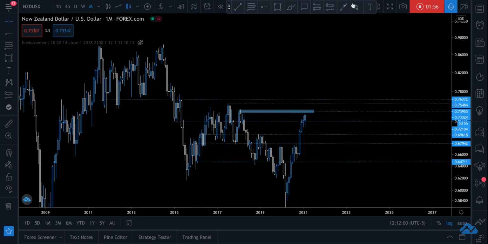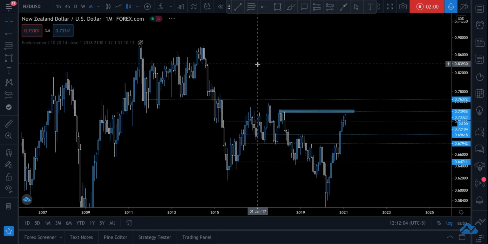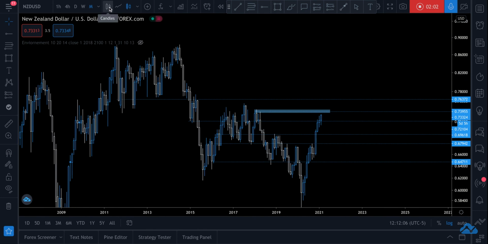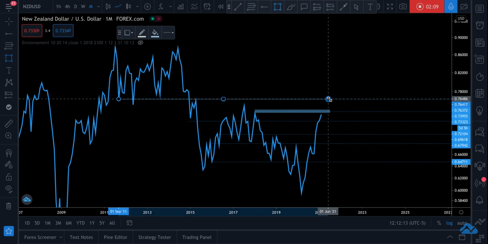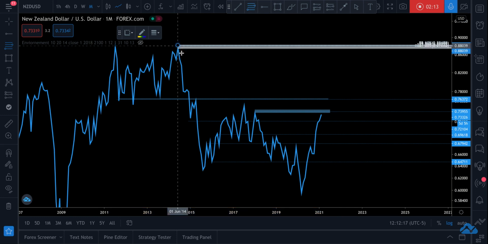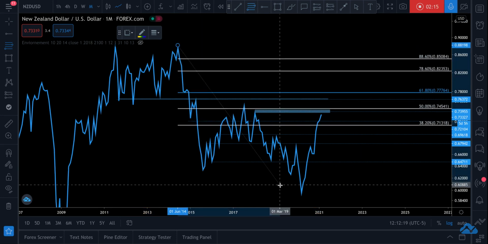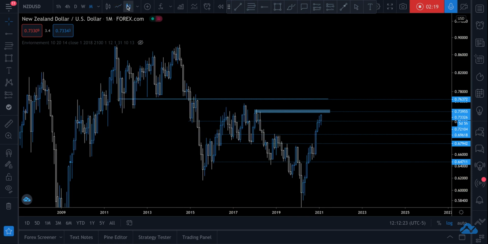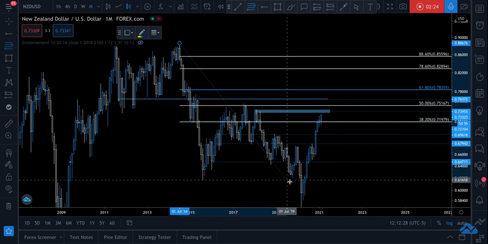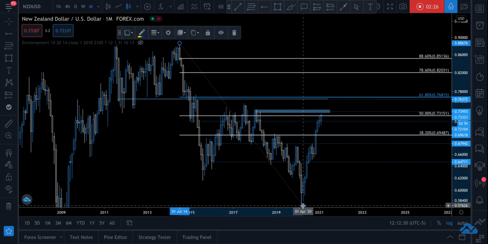So let's go back to the monthly real quick. And what we're going to do is we're going to clean up some stuff here. Let's go back to the line chart real quick. I just want to make sure I'm getting the right one. So I wanted to get this fib right here. That's a 50, and that's a 61. Okay, so just real quick, that was a really quick fib drawing. So if we did that a little bit more accurately, candle to candle, that would be closer towards the 61.